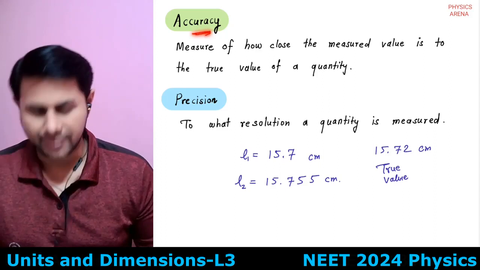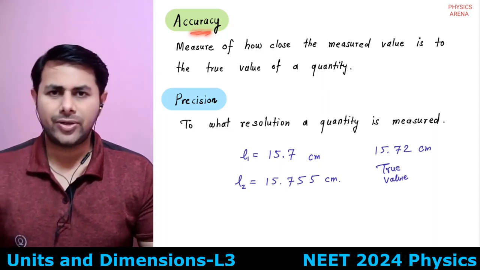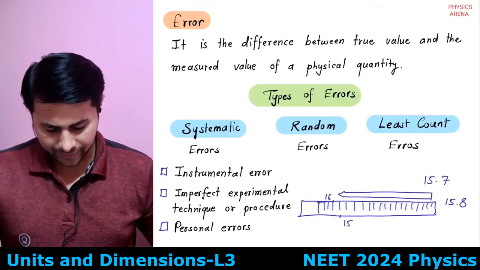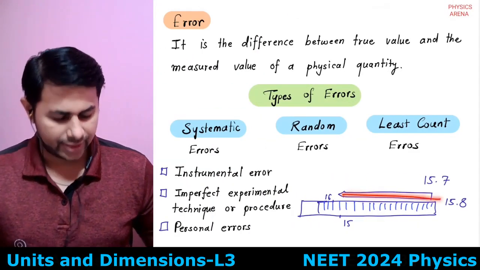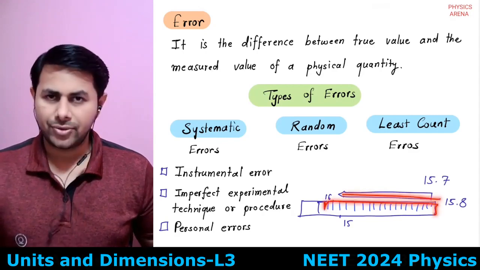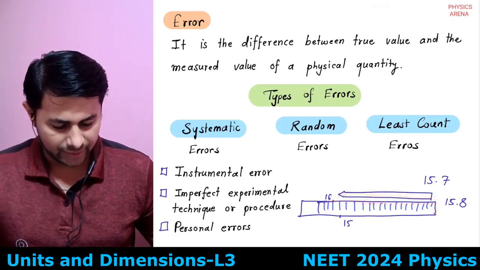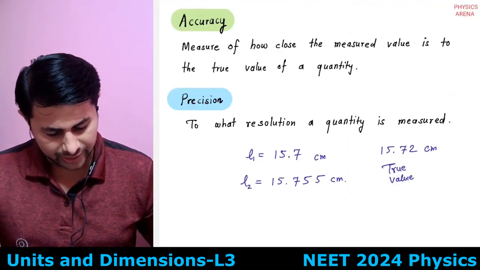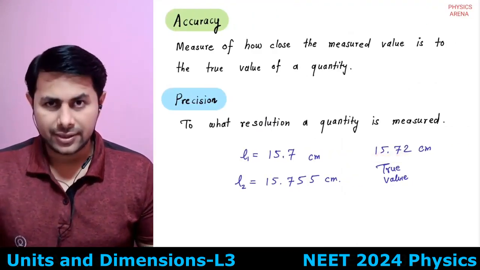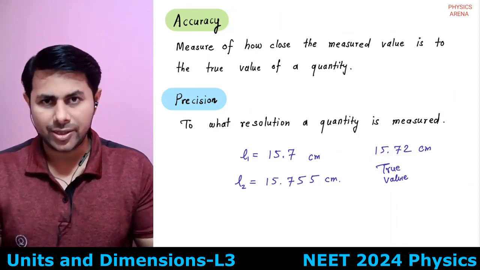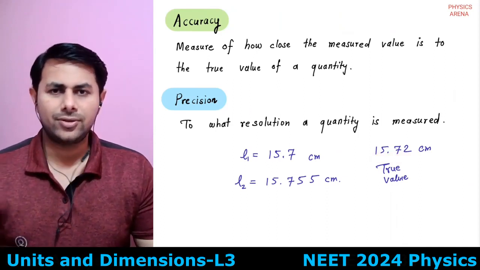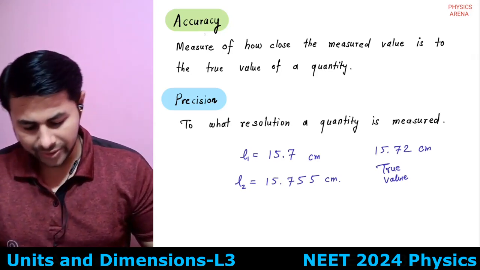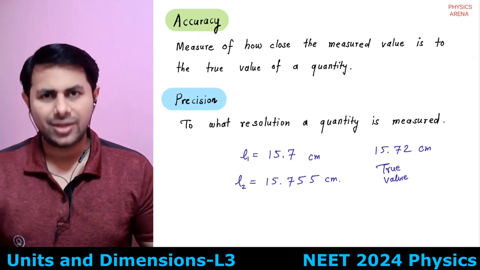But the accuracy depends upon what? It depends upon the precision also. Like here, I gave you an example, length of the pen. So the meter scale is limited over here. If I take a vernier caliper, maybe it can give you this 15.72 reading, right? So a vernier caliper, if you measure it properly, will give you that reading. So more precision is always welcome. But accuracy depends on precision and other things too.